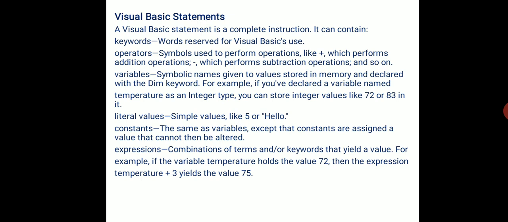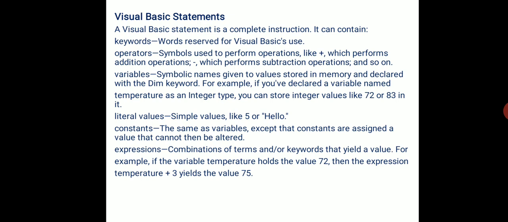And one more is variable. Variables are symbolic names given to values stored in memory and declared with the dim keyword. For example, if you have declared a variable named temperature as an integer type, you can store integer values like 72 or 83 in it. Okay, already you know you have used variables. So here in VB.NET we declare the variables using the dim keyword.